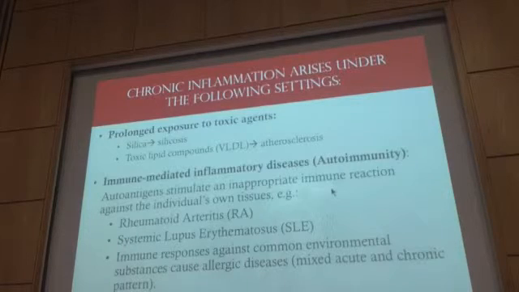Autoimmunity diseases also have features of chronic inflammation. There's chronic inflammatory diseases of the digestive system, such as Crohn's disease. There's rheumatoid arthritis, systemic lupus erythematosus, so autoimmune diseases that will have features of chronic inflammation. And asthma and allergies have mixed features of both acute and chronic inflammation.